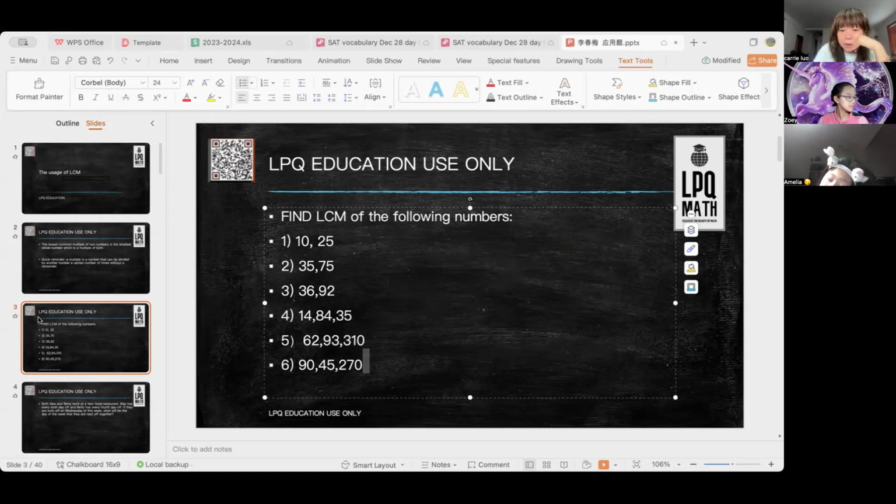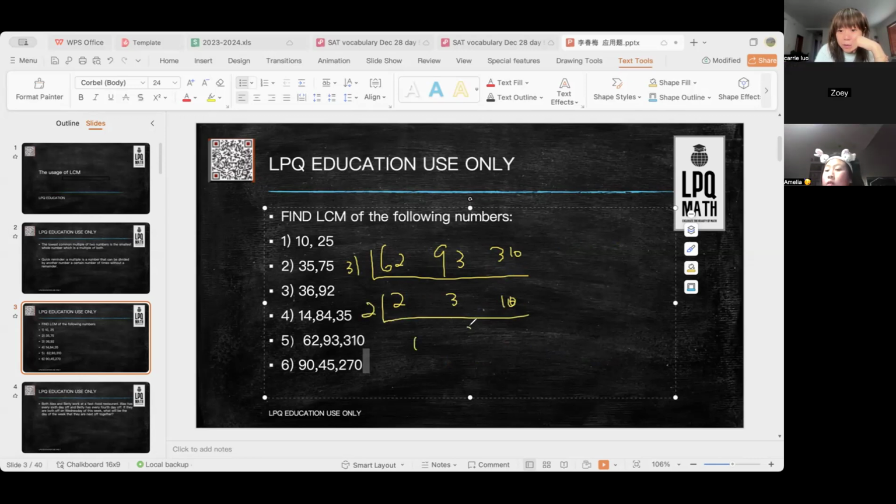Get it? Okay, so 62, 93, and 310 divided by 31. So 2, 3, and 10. And divided by 2, we get 1, 3, and 5. So the answer is 930.